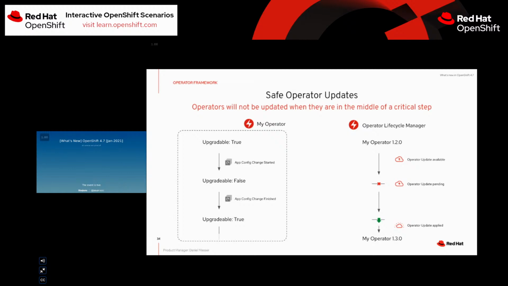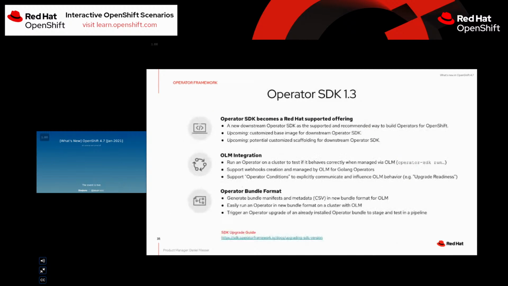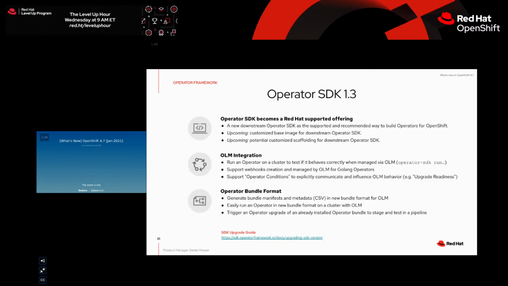Next slide. The Operator SDK is now a supported offering in OpenShift 4.7. That means our ISV partners and customers writing operators can now rely on a supported official downstream release of the SDK with all the branding that they can get from redhat.com, and obviously also get support for. And on top of that, we are now at version 1.3 of the Operator SDK, which brings a lot of improvements in terms of automating the packaging as well as the testing.